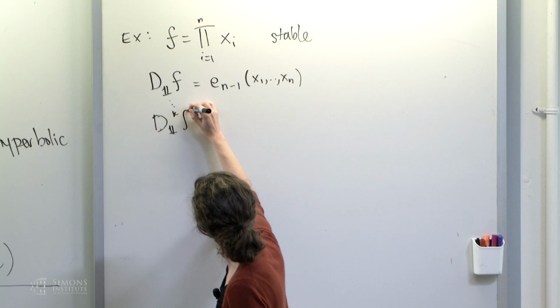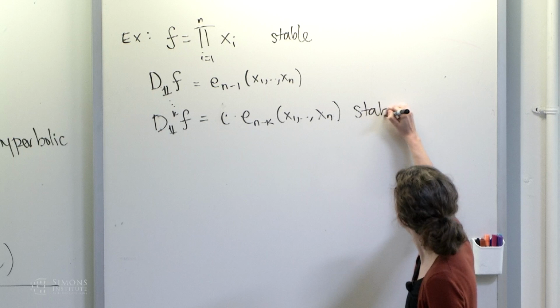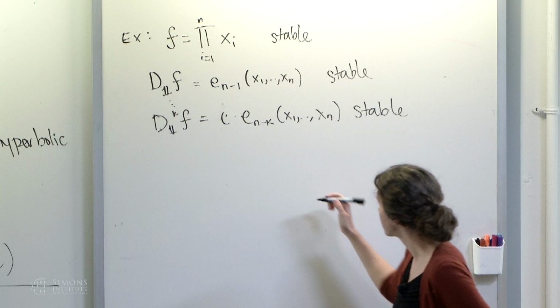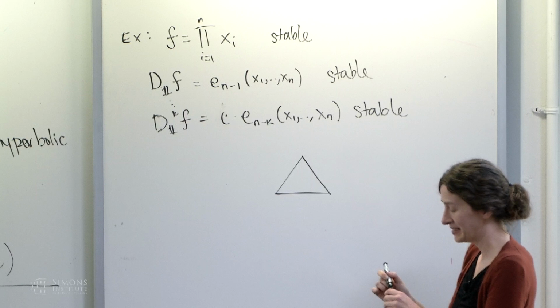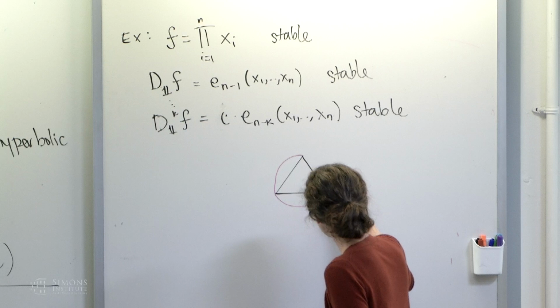A constant multiple of the elementary symmetric polynomial in x1 to xn is also stable. And the hyperbolicity cones get bigger. So the hyperbolicity cone of the first polynomial is just the non-negative orthant, which I will slice and draw here. And then if I take a derivative, then the hyperbolicity cones grow.